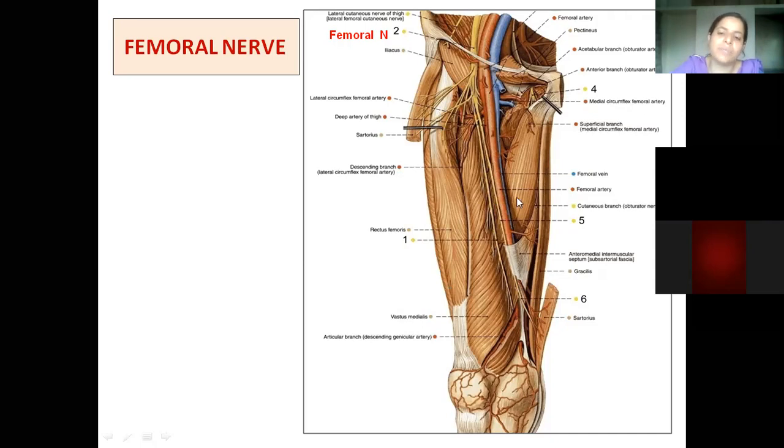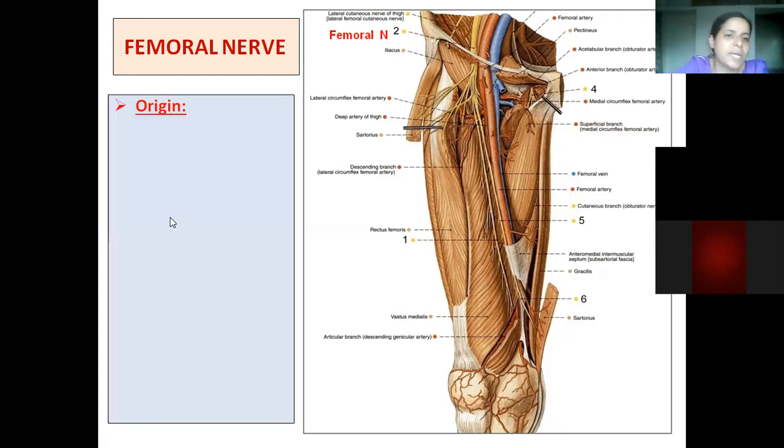Now there is a question for you all: what are the muscles of the front of the thigh? What are they called? Quadriceps femoris. Okay, so we have four muscles: vastus medialis, vastus lateralis, vastus intermedius, rectus femoris. All these four muscles are supplied by the posterior division of the femoral nerve. One cutaneous nerve of the posterior division is the saphenous nerve.